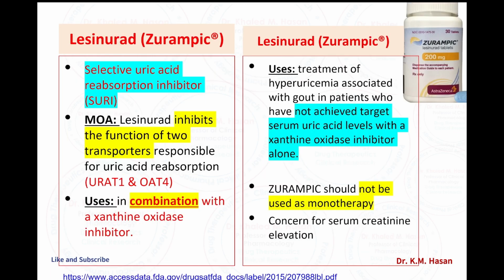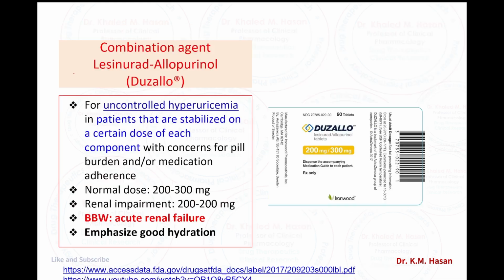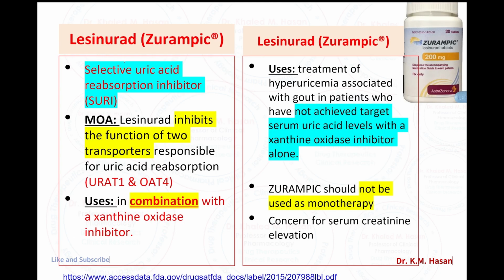Okay, moving to drug number 4, lesinurad, Zurampic. Lesinurad is considered a selective uric acid reabsorption inhibitor, and this also increases excretion of uric acid in urine. How does this medication work? It inhibits the function of two transporters, URAT1 and OAT4. These two transporters are responsible for transporting uric acid to be eliminated in the urine, and this medication inhibits both.